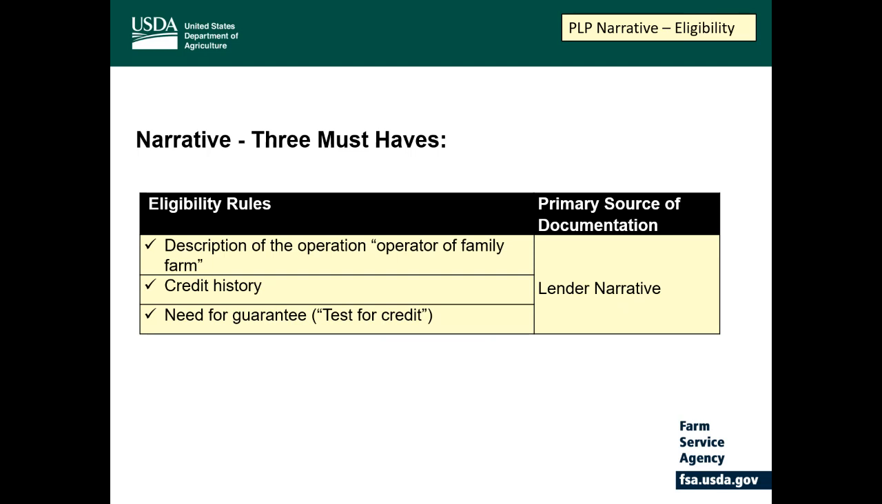Okay, in the narrative regarding eligibility, what I've done is divide this up into essentially three categories. We've got about ten or so eligibility rules, and I've divided these up. The first slide here is the three must-haves.